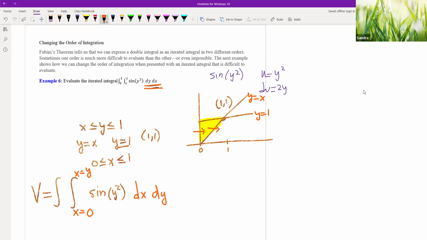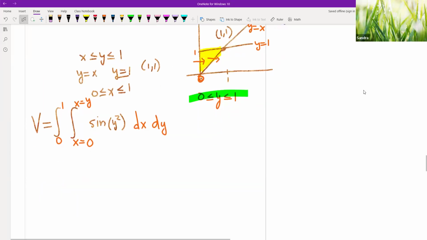And dy will be, y is between 0 and 1. And so it seems like these limits right here didn't change for the y. Okay, so it seems like if we changed it, yeah? Okay, let's see if this is better, because the other one we were not able to evaluate. Okay, so now, let's see.